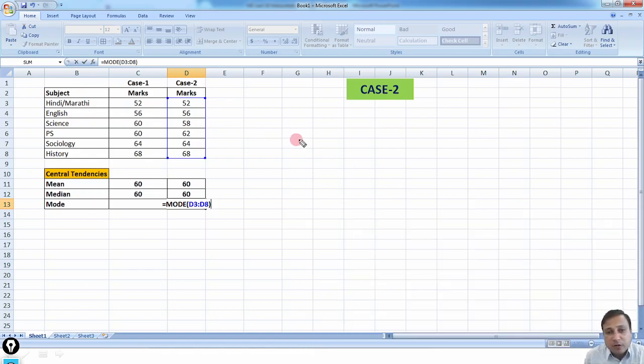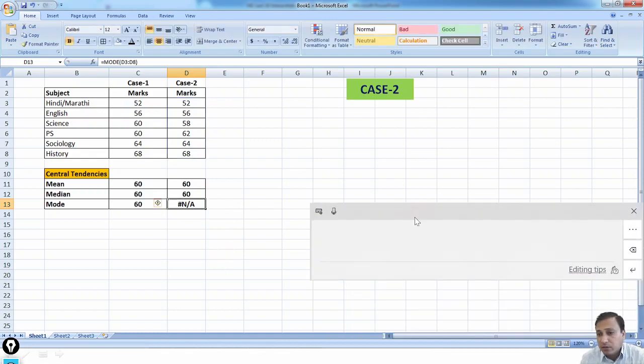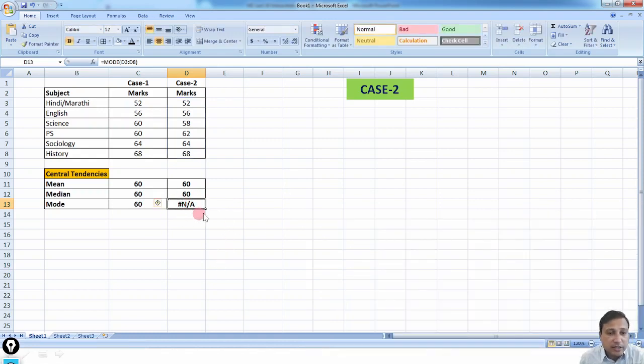If you remember, what is the formula for mode? The manual formula is by observation. Is there any value which came with the highest frequency? 52 came once, 56 once, 58 once, 62 once, 64 once, 68 once. All values came only once. There is no single value which came with the highest frequency. That is why if I use this function and press enter, you can see that an error message comes.